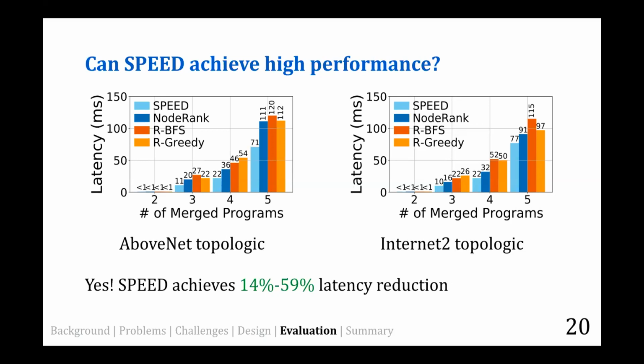We use SPEED and heuristics to place input programs on the network respectively. Our results indicate that compared to heuristics, SPEED achieves 14% to 59% latency reduction. First, SPEED can achieve high performance program deployment.